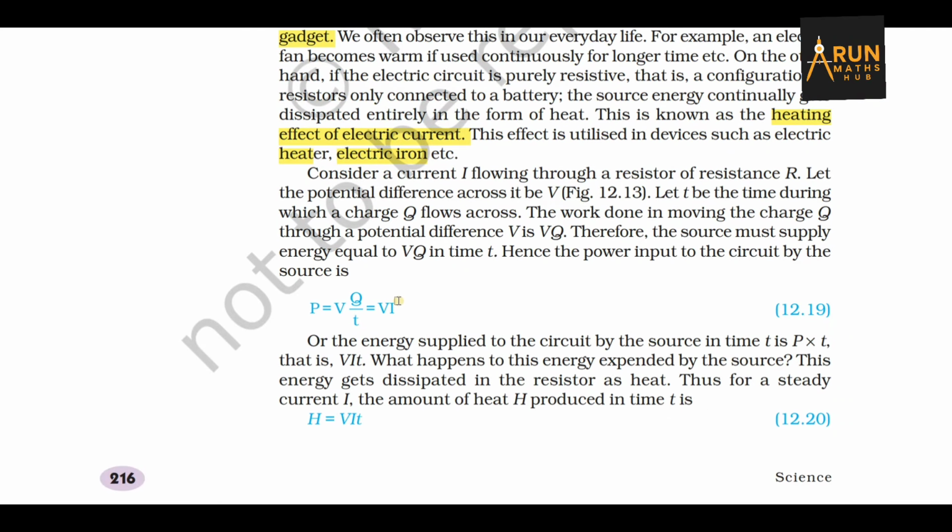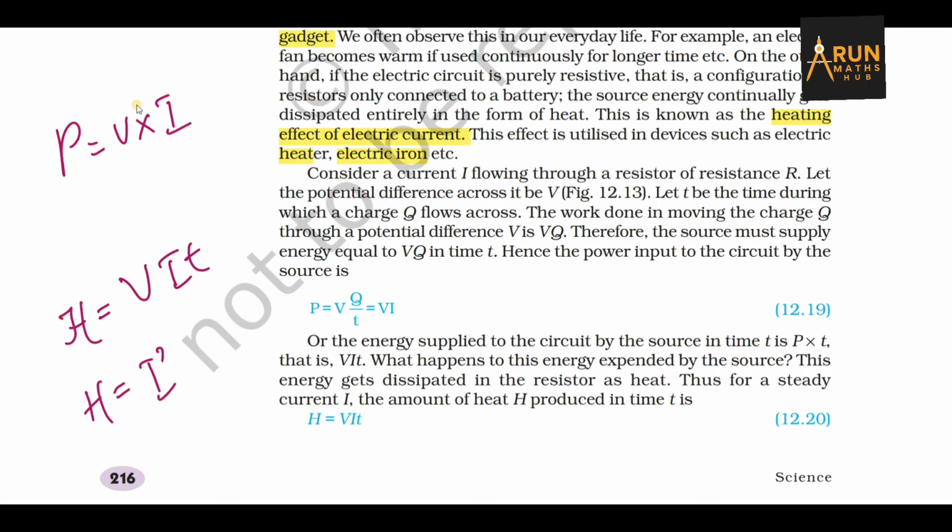So the power input is defined as P equals V into I. The power input to a device is V into I. Then the heat dissipated, H equals VIt. If we apply Ohm's law, what we get is H equals I square Rt. This is called Joule's law of heating.